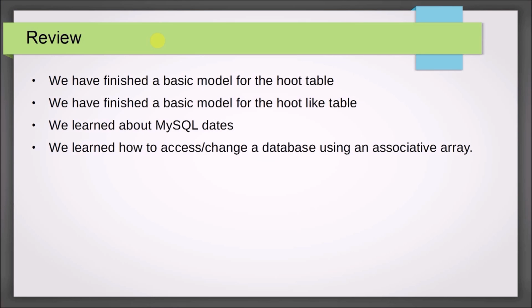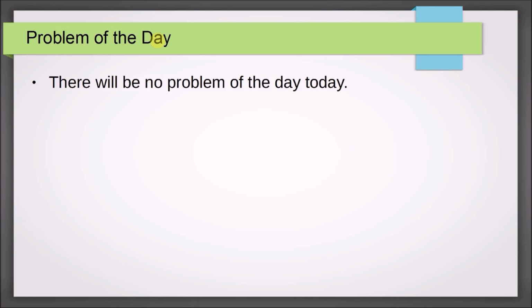So for review, we finished a basic model of the hoot table. We finished a basic model for the hoot-like table. We learned about the MySQL dates, and we learned how to access and change a database using an associative array instead of passing the object itself in. There will be no problem with the day today, so just make sure you have this working and what we've done, and then we'll go on from there.